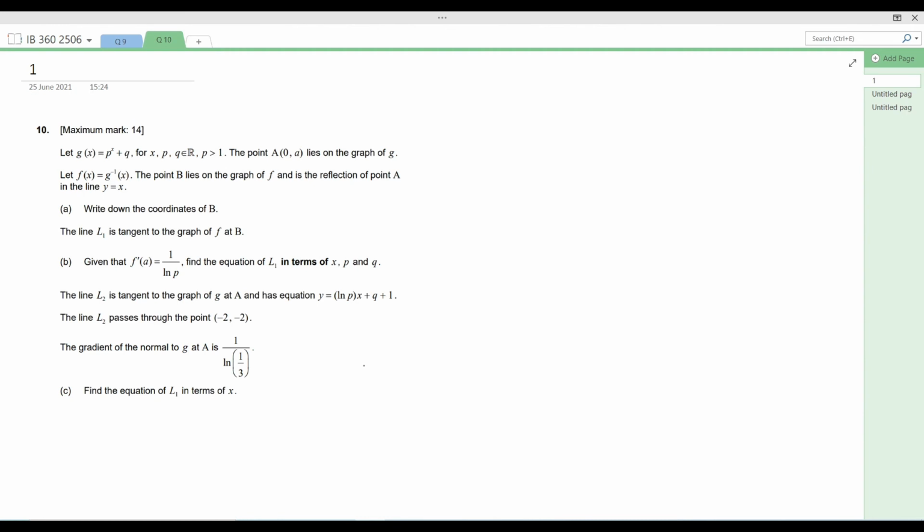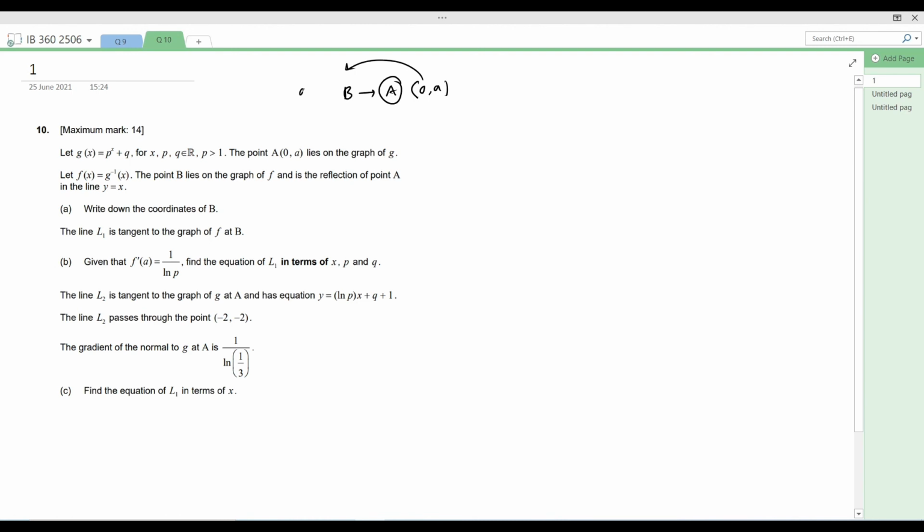The point B lies on the graph of f and is the reflection of point A in the line y equals x. So as it is the reflection, write down the coordinates simply. B is basically the reflection of A. If the coordinates of A are 0 comma a, then it will be reflected around the line y equals x, so it will be a comma 0.